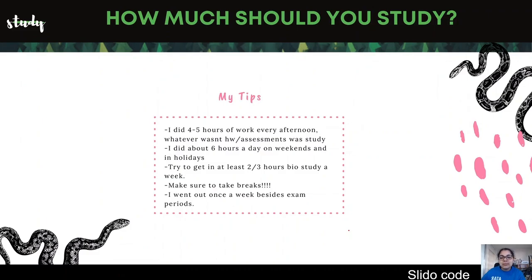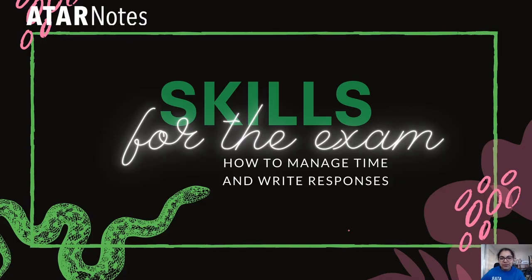Now some tips. I generally did 4 to 5 hours, sometimes 3, depending on the days and the time, because sometimes I had to stay back after school to help out at events. So I did 4 to 5 hours of study generally every afternoon, and sometimes more if there was an assignment due. On weekends, try and get 5 to 6 hours done, but you can definitely take time off if you need it. Try to get in at least 2 to 3 hours of study a week. I think that's pretty manageable. And take breaks. Take breaks. That's really important.